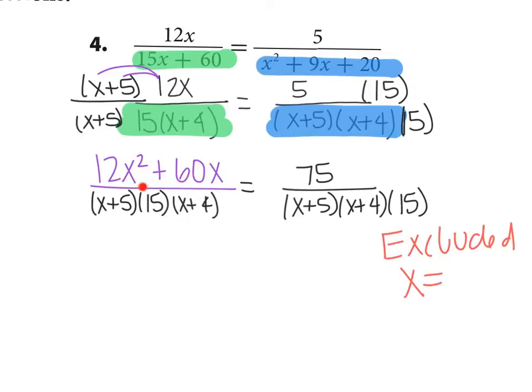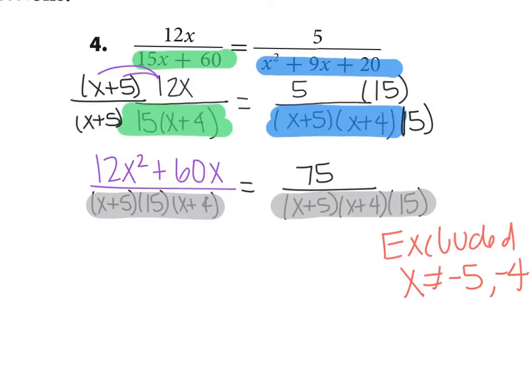Well, if my first factor is x plus 5, that means x cannot equal negative 5. If my second factor was x plus 4, then that means x cannot equal negative 4. So those are my two excluded values. So just like with the previous problem, I want you to notice that my denominators are identical. And whenever my denominators are identical in a proportion, I can actually ignore them completely.